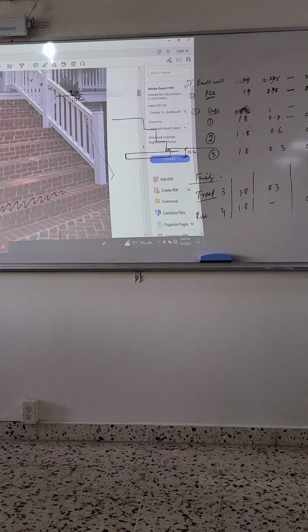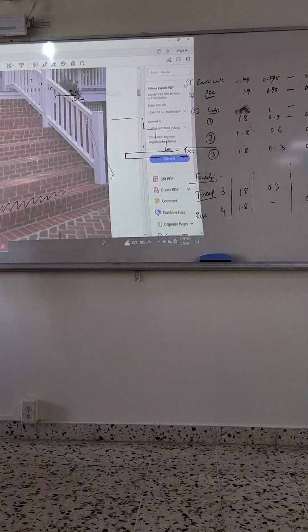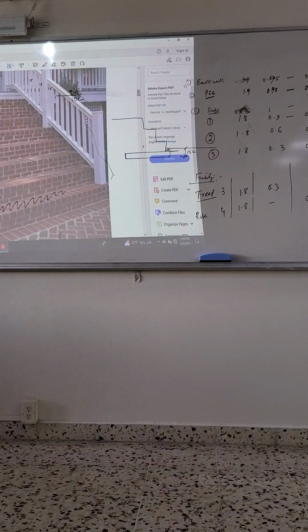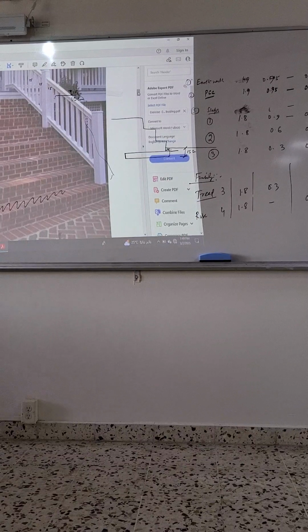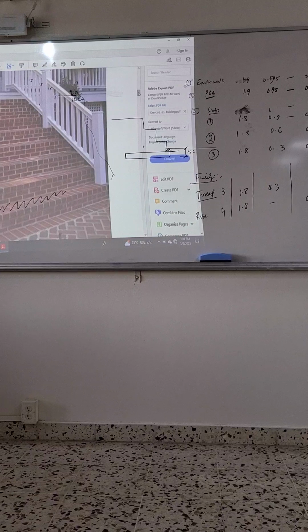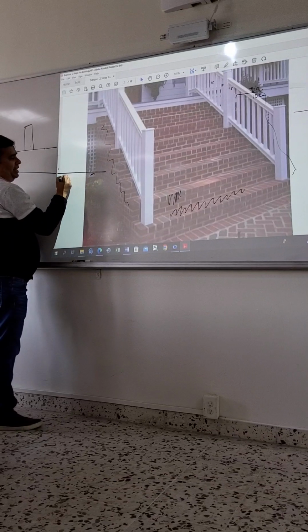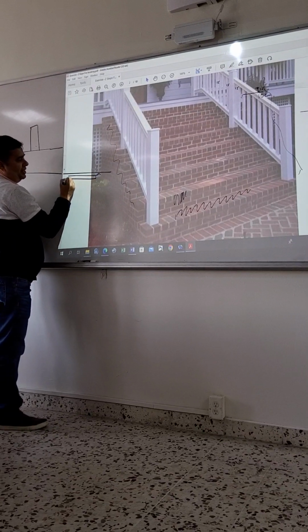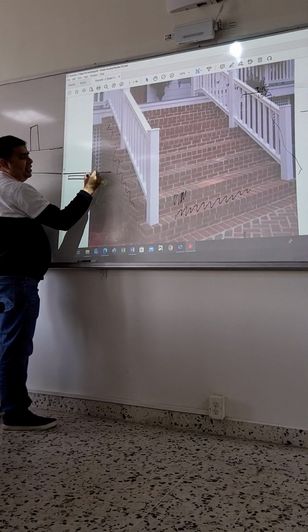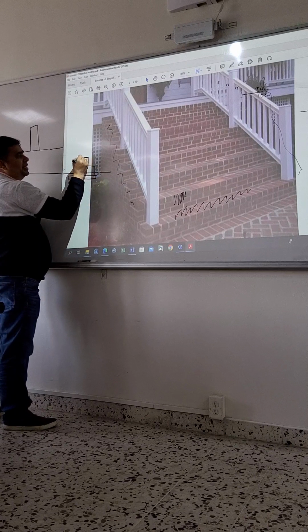So this is the plinth level. Plinth level means this is your floor level. You will put your door here. And if I am drawing the section here, this is the ground level. You will go from here. Here you have to put the foundation. And then you will provide the steps here.